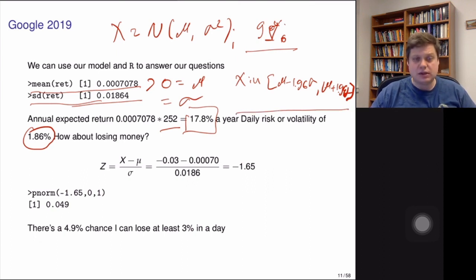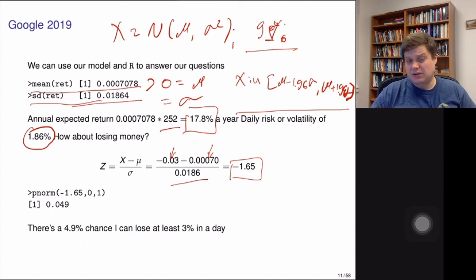Anyhow, let's calculate the possibility of losing money. So I'm going to standardize things, and I'm going to calculate. You remember, I want to know the chances of losing 3% in a given day. So I'm going to calculate the difference between 3%, the number I'm interested in, and the average return. So that's the difference, and then I'm going to put it onto the standard deviation scale. So minus 1.65. That's the number of standard deviations 0.03 is away from the average return.